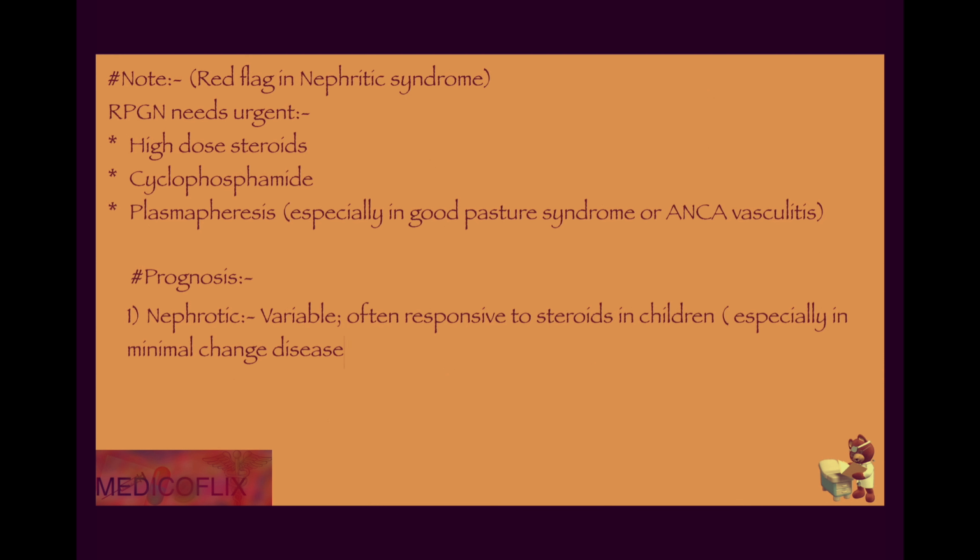Now let's see the prognosis of nephrotic and nephritic syndrome. In nephrotic syndrome, prognosis is variable because it is often responsive to steroids in children, especially in minimal change disease, while in nephritic syndrome it depends on the cause and can lead to chronic kidney disease or end-stage renal disease if untreated.